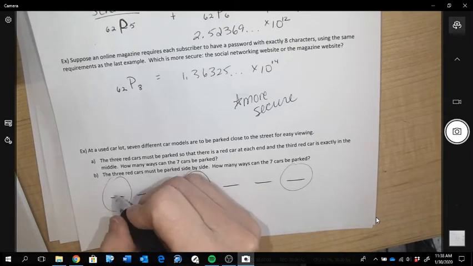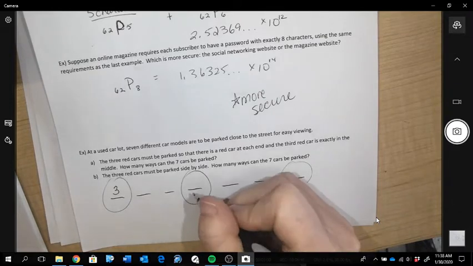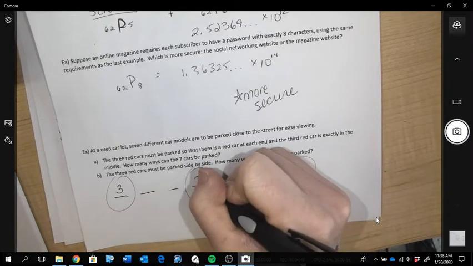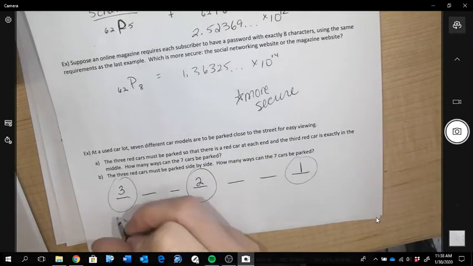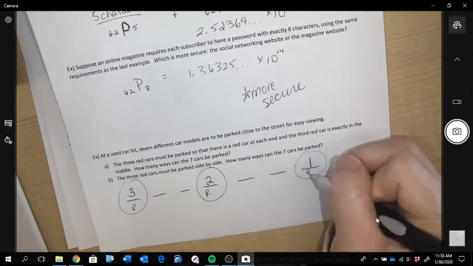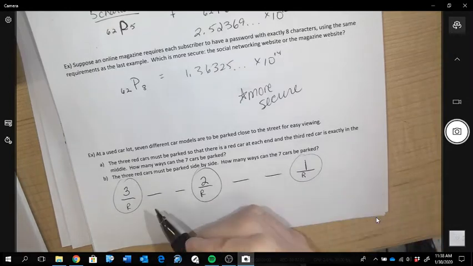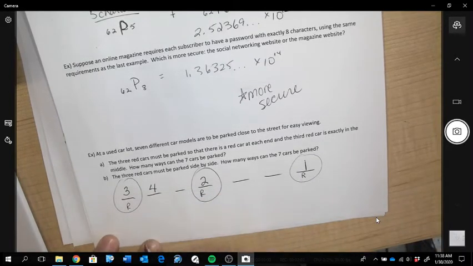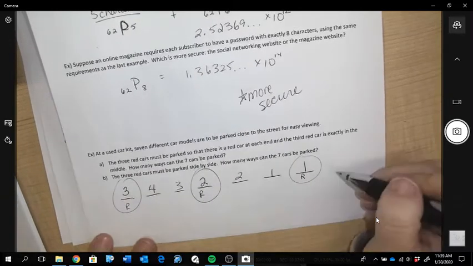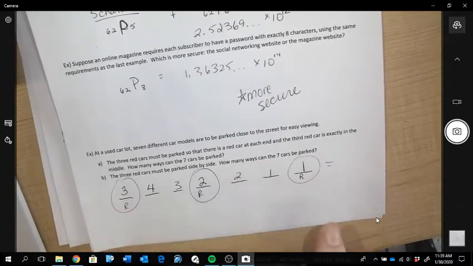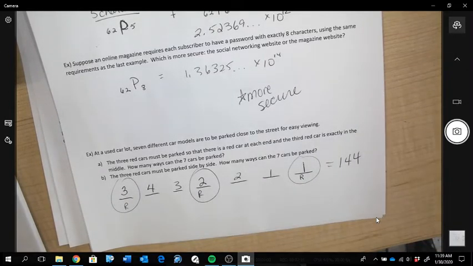So my 3 red cars, so when I start here I have 3 possibilities for red cars. Now I've used a red car, it's parked, so now I have 2 possibilities and then 1 possibility. So there's my red cars. Okay, now I have 4 cars left. So here I have 4 possibilities. Now I have 3 cars left, 2 cars, and 1 car. So we're just going to multiply that all through, and it comes to 144 ways you can rearrange those cars.